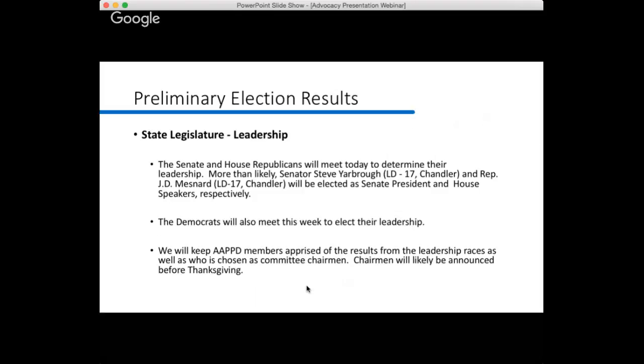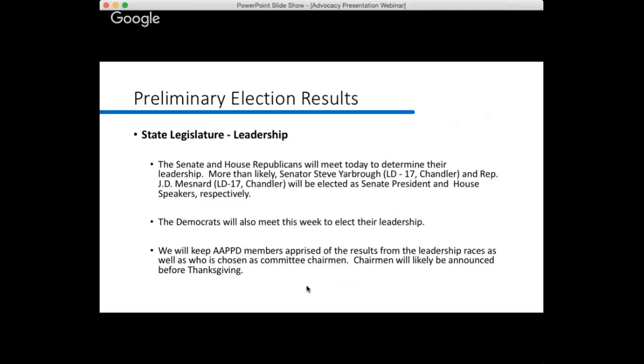Looking at the timeline as we head toward legislative session, in the state legislature, they will begin to elect leadership and committee chairs now that the elections are almost finalized. Senate and House Republicans will meet today to determine their leadership. It's most likely that Senator Steve Yarborough and Representative J.D. Mesnard will be elected as Senate President and House Speaker, respectively. We will have that information soon. The Democrats will also meet this week to elect their leadership, and we will have that information as well.